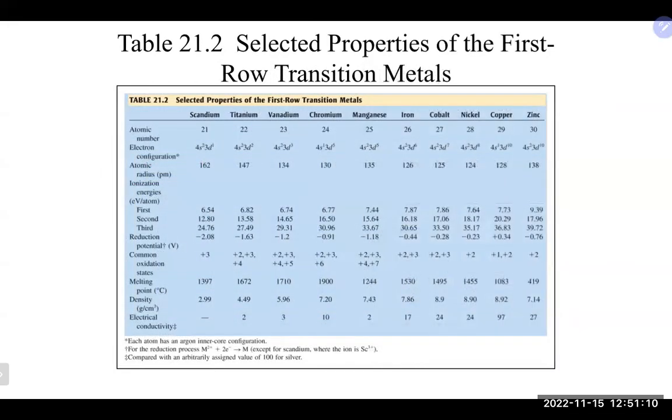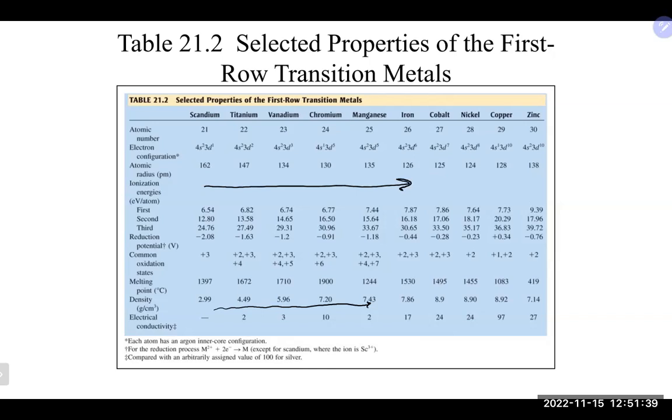Here's a table. You don't need to memorize everything on this table, but it's just some general trends that we talked about. Obviously, the atomic number, which is our number of protons, increases as we go to the right. We just talked about ionization energy. Our common oxidation numbers are +2s as well. Density generally increases as you go to the right on the periodic table. And also size tends to decrease as you go up and to the right on the periodic table.